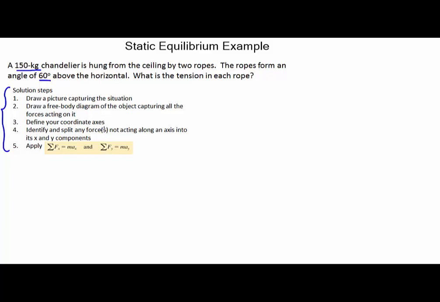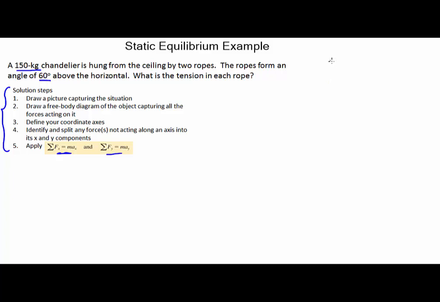Once we do that, we'll define our coordinate axes and then look at all the forces acting on the object. The forces that are acting along the x or y axis we're good with, but the forces that are not acting along one of these axes, we've got to split into components along these two axes. And once we do that, finally we apply Newton's second law, which says the sum of all the forces equals mass times acceleration in the x direction and in the y direction. So let's get started with that.